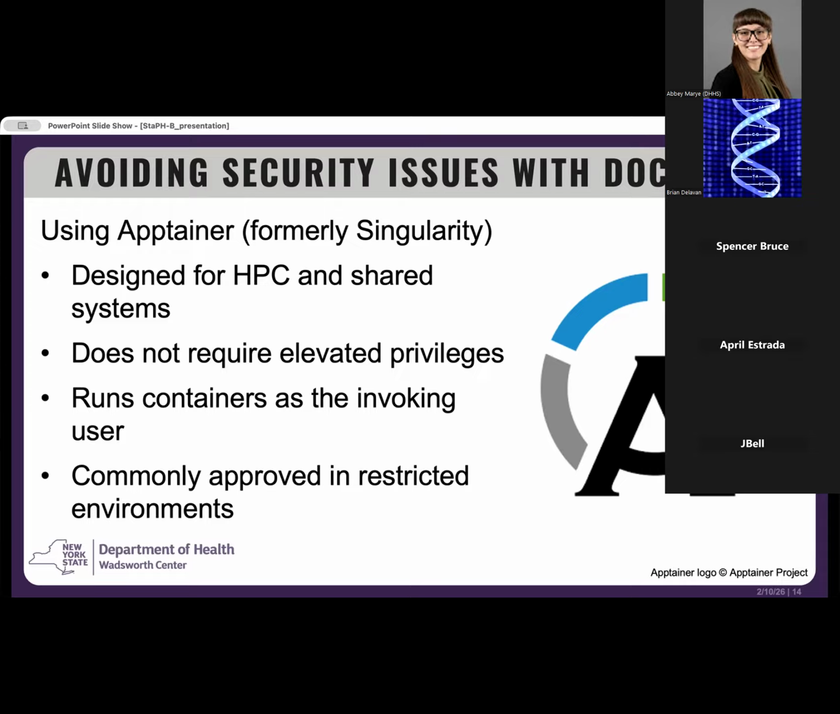So Apptainer lets labs keep the advantages of containers, reproducibility and portability, while also aligning with the existing security policies. And nevertheless, it's important to note that Apptainer is really for running containers, not building them. So you may be relegated to what's available on Docker Hub or Quay.io, etc. You're not going to be able to really build your own containers with Apptainer.